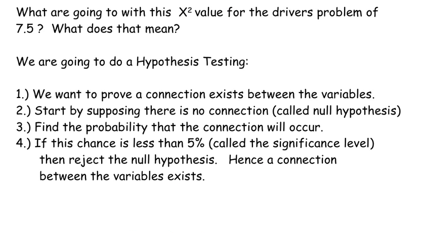What are we going to do with this chi-squared value? We're going to do some hypothesis testing. We want to prove that there's a connection that exists between the two variables. Start by supposing there's no connection, called the null hypothesis. Find the probability that the connection will occur. Is there a chance less than 5%? Remember we talked about that 5%? This is called a significance level. If so, we reject the null hypothesis, hence a connection between the variables exists. All right, so far you haven't had to write any of this stuff down.